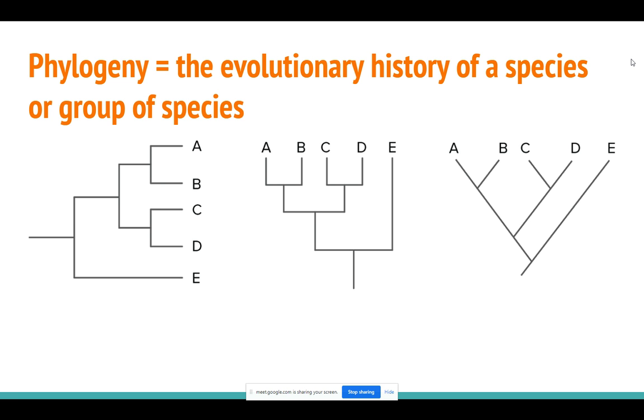Take a minute now and look at the 3 trees that are up on the board. I want you to tell me if these are showing the same evolutionary relationships or different ones. One one's just the other one turned to the side. Yes, that is true. So one of them is just the other one turned to the side. Are any of these showing different relationships?